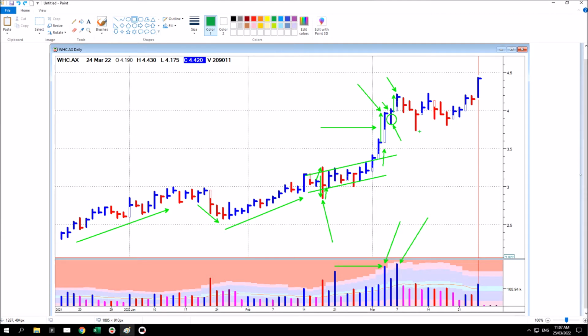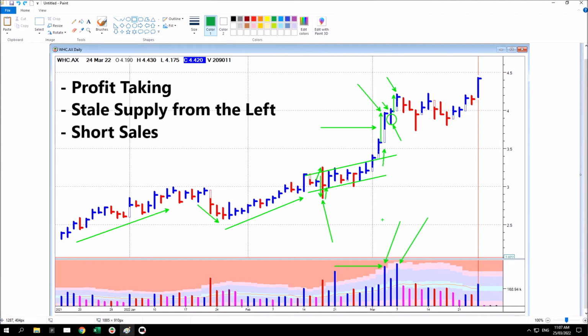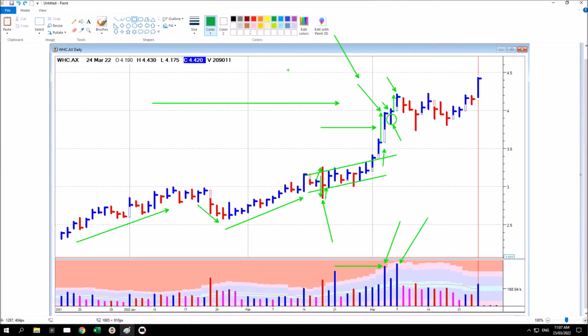And that's because supply was being drawn out. Supply generally comes in 3 forms. It's profit taking from people who have bought at a lower level. It's from stale supply from the left, people locked into an old position who are holding on for break even to get out and not make a loss, or from short selling. And there is short selling in this stock at the moment, but it's mostly to moderate the price movement for accumulation purposes, or at least in my opinion it is. So for me that was profit taking mostly.